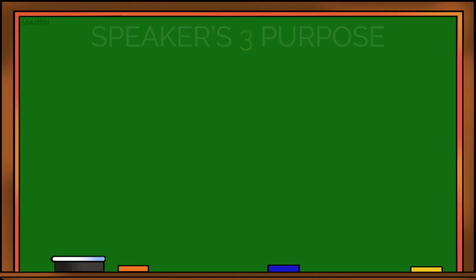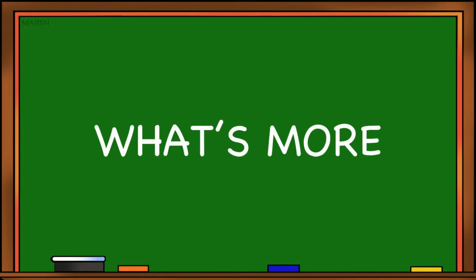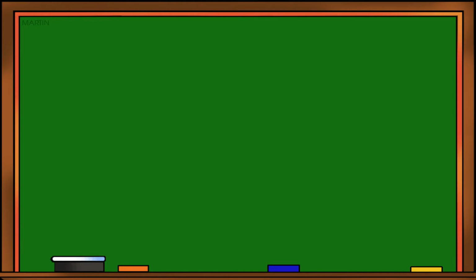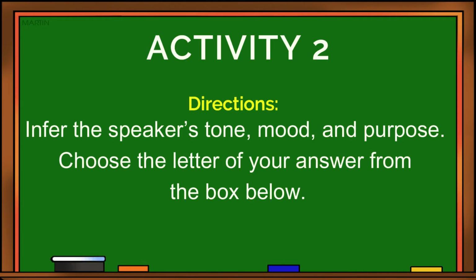And now, let's proceed to your next task, entitled, What's More? Activity 2. Directions. Infer the speaker's tone, mood, and purpose. Choose the letter of your answer from the box below. Reminder: I will give you 15 seconds for each passage. Are you ready? Okay, let's start.